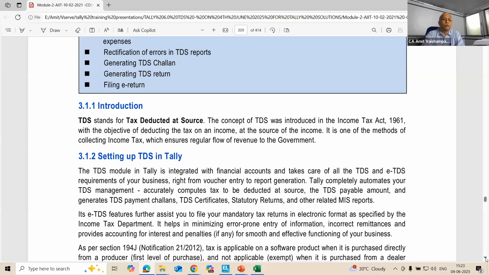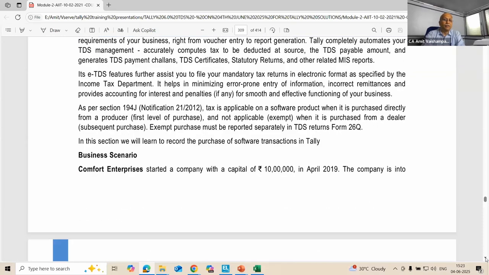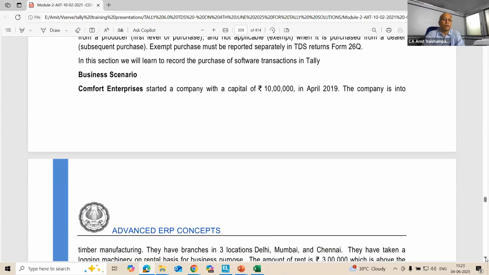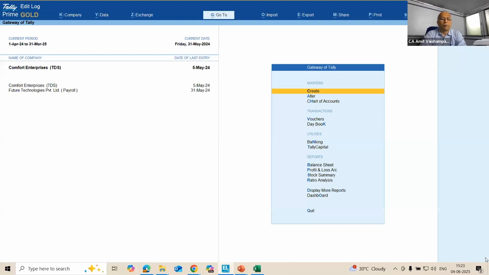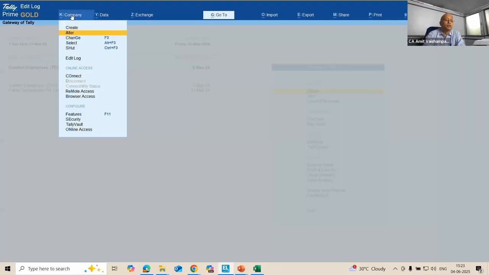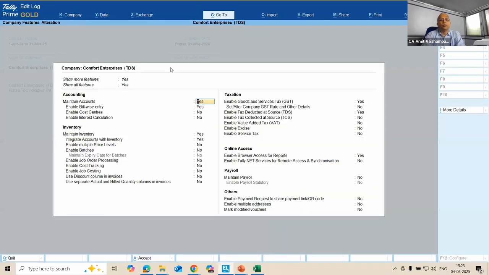So this is the case study that I've used for understanding of TDS. This is the scenario. This is Comfort Enterprises, the company that we have created. I shall be sharing this particular activity. Same way, once we create a company, we have to tell the system that we wish to maintain this company for TDS. Along with other features, we have to tell the system that we wish to maintain this for taxation, and amongst taxation, we want to use it for TDS, right? This is available at features, Alt K.